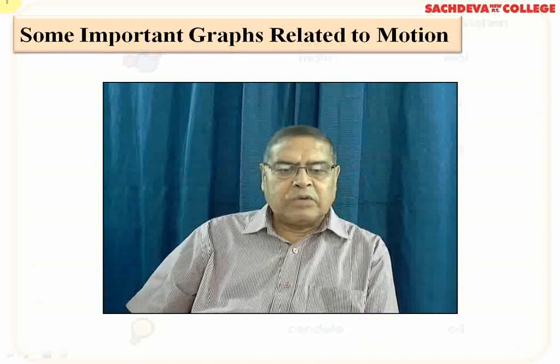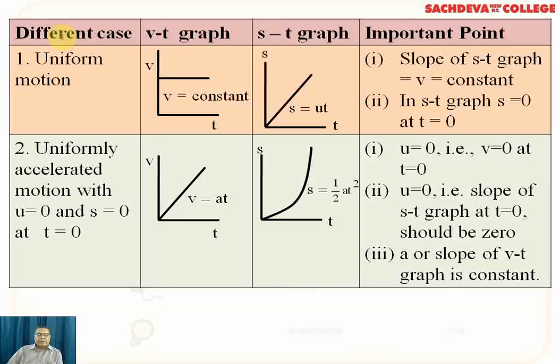Now we are coming towards the various graphs. First is the VT graph, the other is the ST graph, and there are certain important points to remember. Like in the first case, it is written uniform motion. So in the uniform motion, we have taken the graph between V and T. What we are finding is that the motion is uniform, so we have drawn a line parallel to the x-axis.